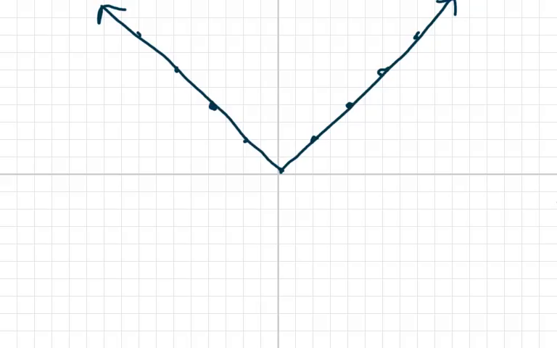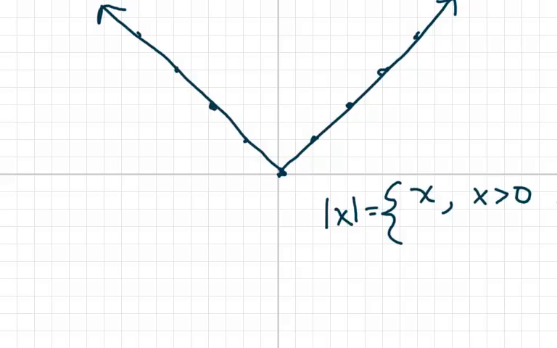All right, so here's the parent function, and it's important to note that I'm going to write this in two pieces. I don't want you to get confused with this, but it's a very important concept, especially when you get to calculus, that this is the definition of absolute value. It means it's x when x is greater than 0, and negative x when x is negative. And it's just 0 when it's 0.